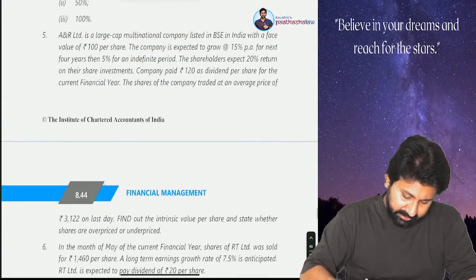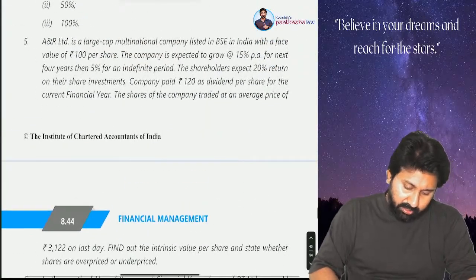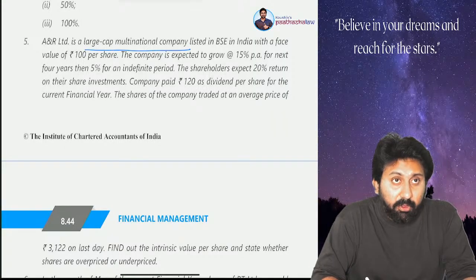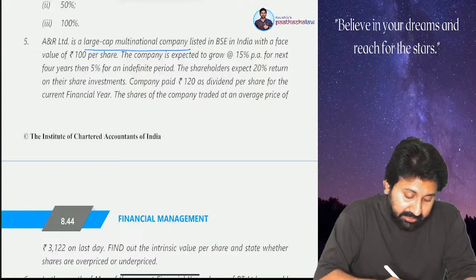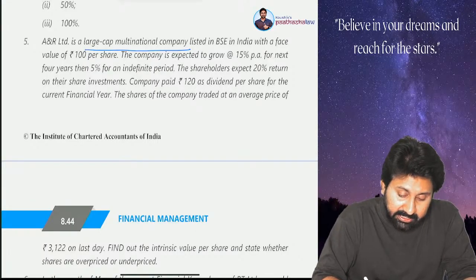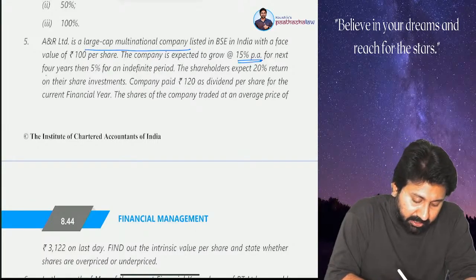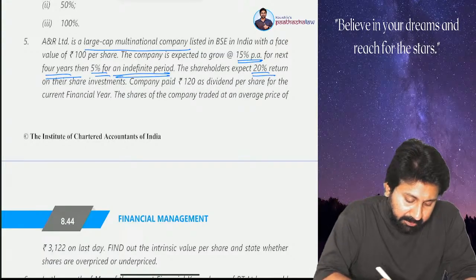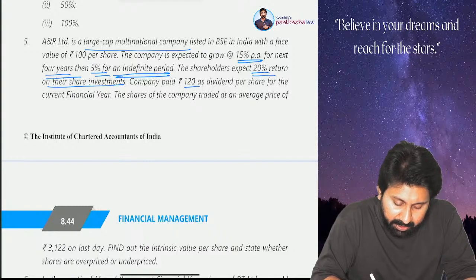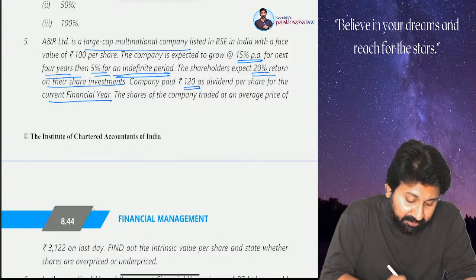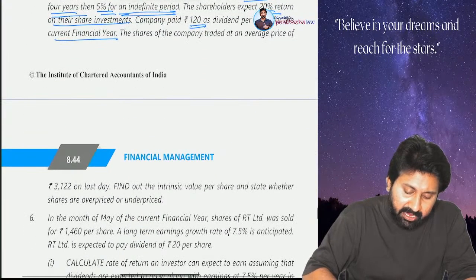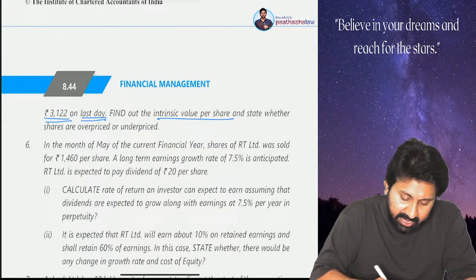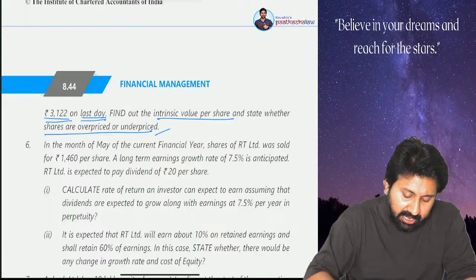Next, let us take this question. A&R Limited is a large cap multinational company listed in Bombay Stock Exchange in India with a face value of rupees 100. The company is expected to grow at the rate of 15% per annum for the next 4 years, then 5% for an indefinite period. Shareholders expect 20% return on their investment. The company paid rupees 120 as dividend per share for the current financial year. The shares are traded at an average price of 3122 on the last date. Find out the intrinsic value per share and state whether the shares are overpriced or underpriced.